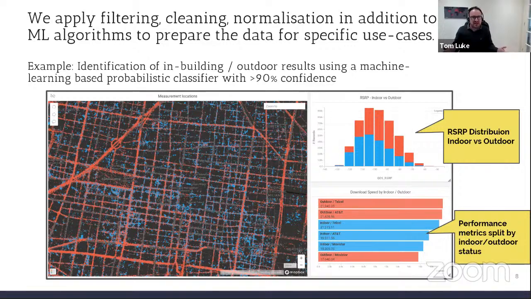And in fact, we've seen cases where overall an operator might be the best, but when it comes to indoor performance, they might be the worst. Not on this example, but the data enables us to find those cases and help operators to improve their networks.